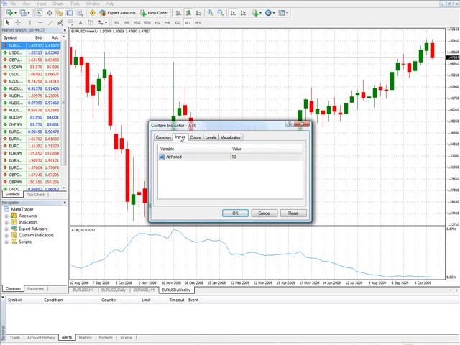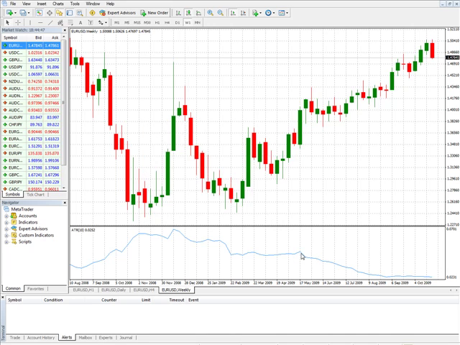Colors. Doesn't look like it's going to give us an opportunity to make that thicker. That's okay. This is fine for our purposes. We'll take a look at the blue line then. Okay. So let's take a look at the values here as we're looking around.